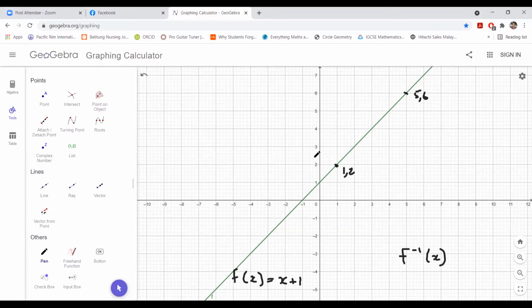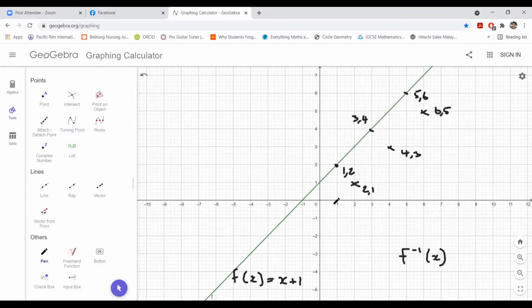Now what you need to do, and I can't change my pen colors because this doesn't have many functions. So (1, 2) will become (2, 1), which is here. That's (2, 1), right? This is (5, 6), which will become (6, 5), which is here. I'll do another one in a minute. (6, 5). If you have (3, 4), (3, 4) will become (4, 3), which is here. (4, 3). So you see I'm going to get a new graph here.